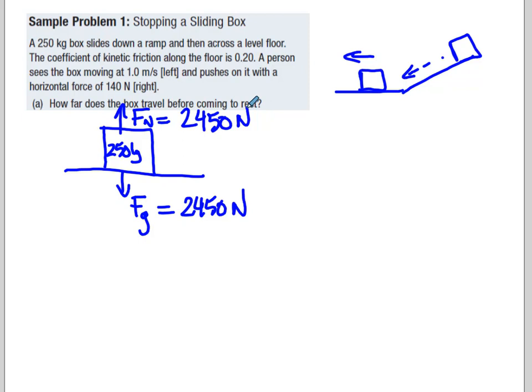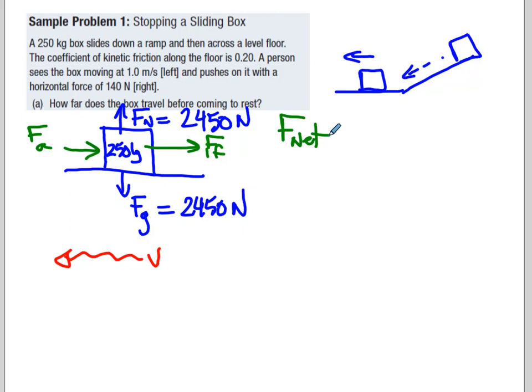So if I look at horizontal forces, this thing is moving to the left. Okay, so that's our V, it's going to the left. So I have a force of friction that is opposing the motion, but I also have somebody pushing. So I have an applied force pushing to try and stop this object. Okay, so when we go to solve this problem, again, we're going to do our FNet statement.